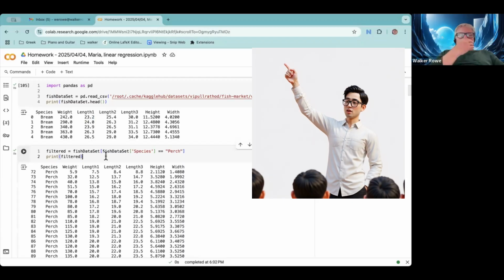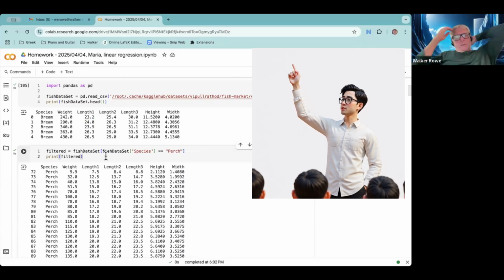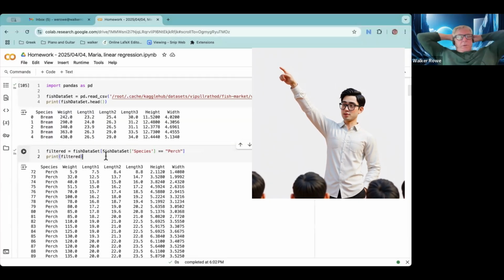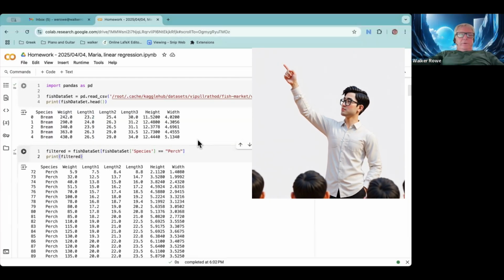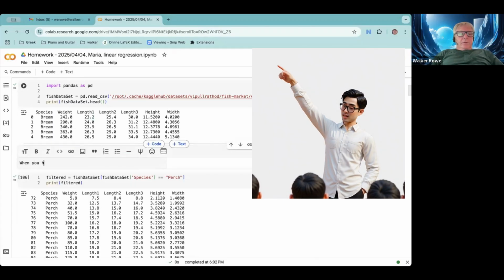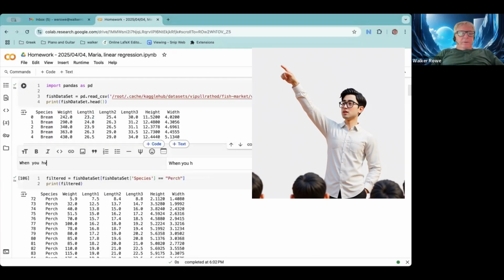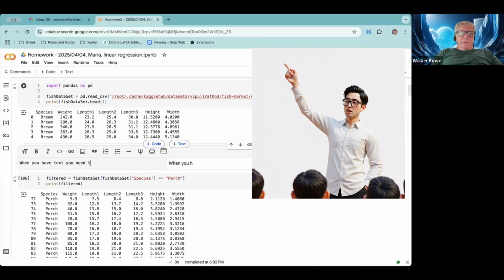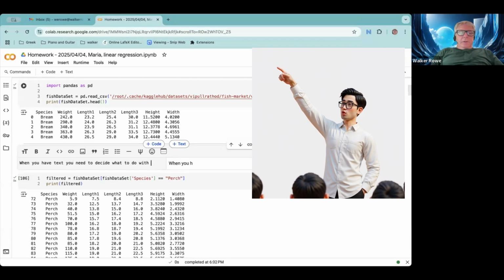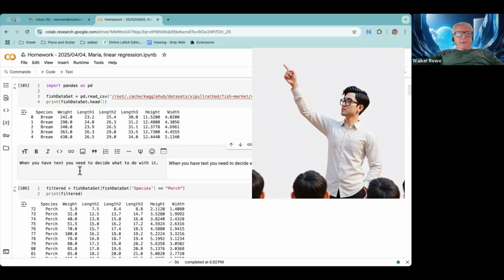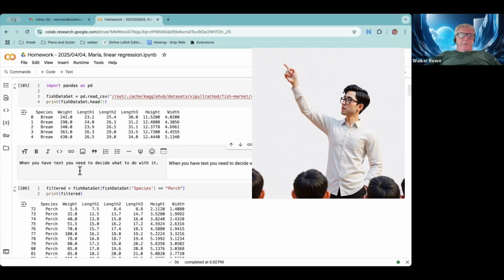Now here is something that I changed below. What she did is, when you have text, you need to decide what to do with it. Here we just filter on it. A perch is a kind of fish. Now we'll show below there's other ways to handle that.